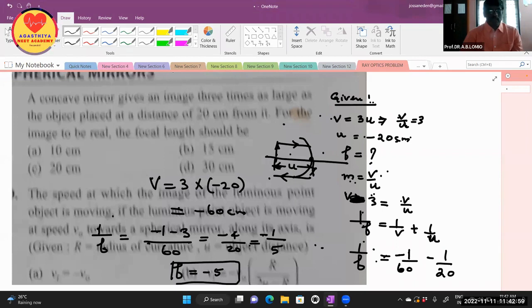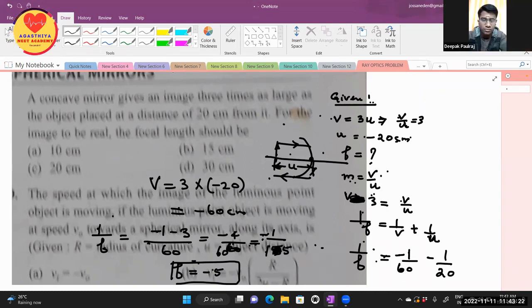But the answer that came? 15? Oh, 60, not 20. Sorry, the denominator is 60. So how much does 4 by 60 come to? 1 by 15. Sorry. So yes, F is equal to 15.